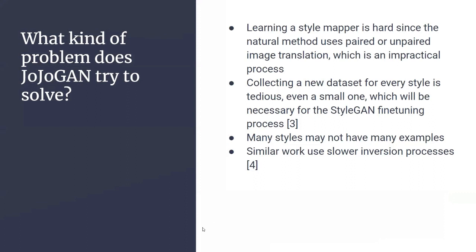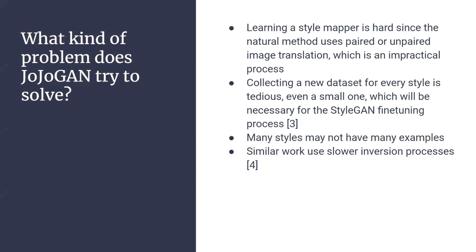So what kind of problem does JoJoGAN try to solve? Learning a style mapper is difficult because the natural method uses paired or unpaired image translation, and this is a very impractical, tedious process. Collecting a new data set for every style can be tedious, even the smaller ones. And there are some styles that may not have many examples either.